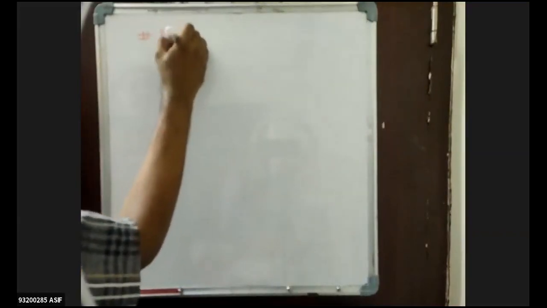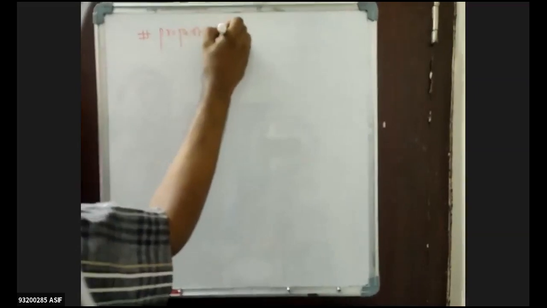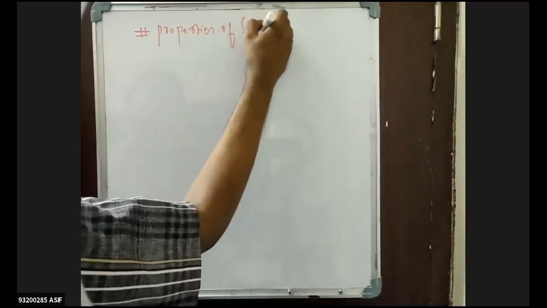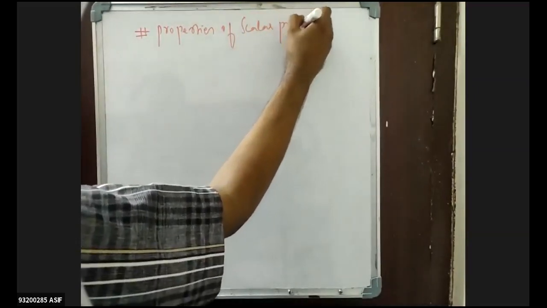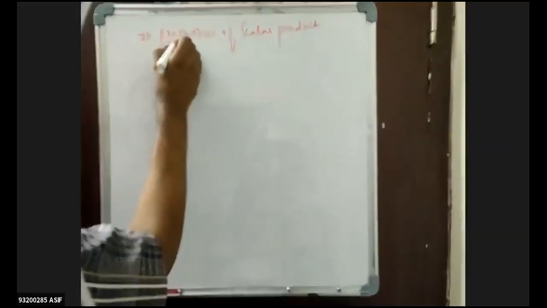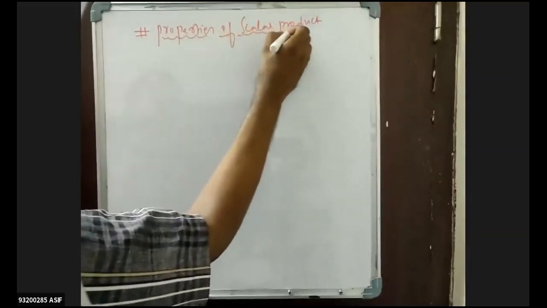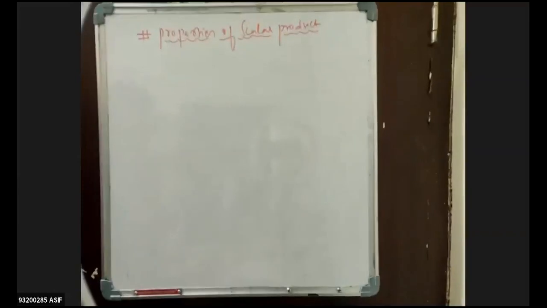Next heading is properties of scalar product. Properties of scalar product. First one.